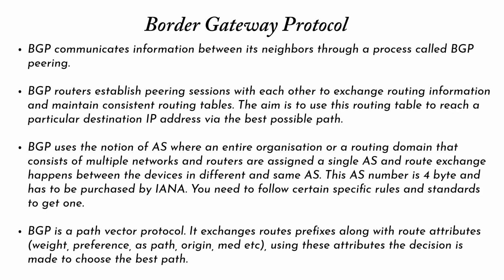BGP is also called Border Gateway Protocol. It is basically used to communicate information between its neighbors through a process called BGP peering. BGP routers establish peering sessions with each other to exchange routing information and maintain consistent routing tables. So how does the routing protocol work? It has to form a BGP peering with all its neighbors, whichever it is connected to, and exchange information about whatever networks it knows about with the other one. This is done via BGP peering. The aim is to use the routing table to reach a particular destination IP address via the best possible path.